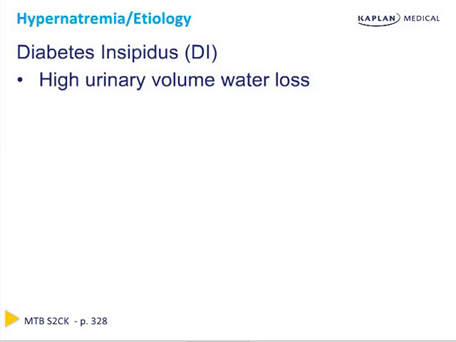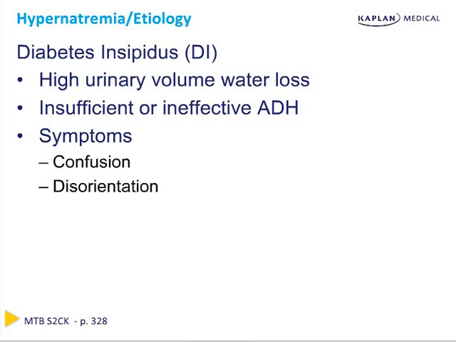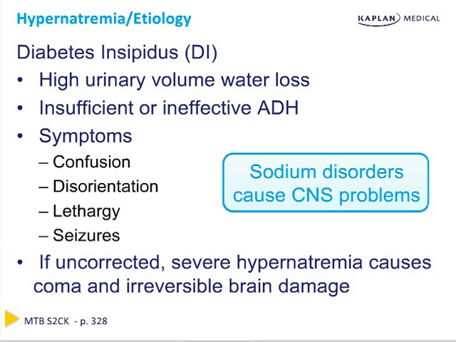It leads to high urinary volume and water loss because of insufficient or ineffective antidiuretic hormone. The symptoms they may describe in a clinical vignette for a patient with diabetes insipidus include confusion, disorientation, lethargy, and sometimes seizures. As a general rule, sodium disorders cause CNS problems, which is why you see neurologic symptoms as the predominant presenting complaint. If uncorrected, severe hypernatremia causes coma and can lead to irreversible brain damage, which is why it's so important to detect it early.